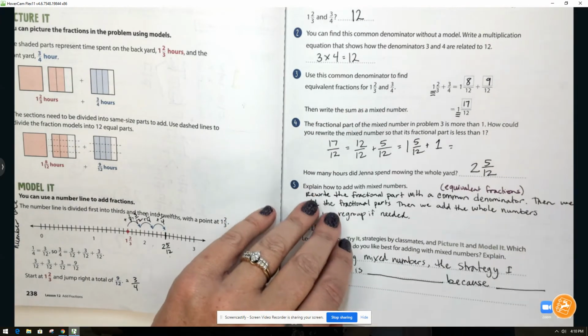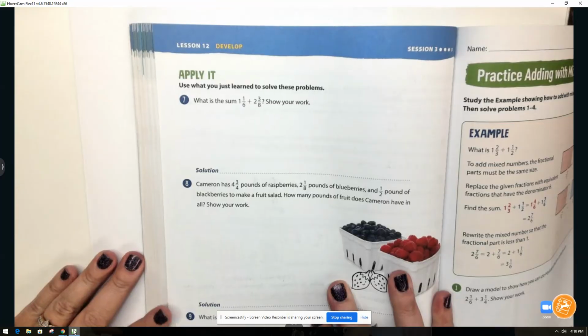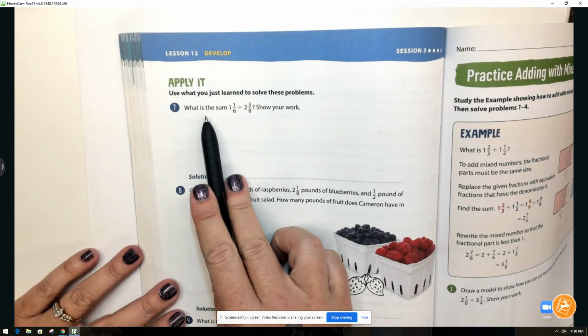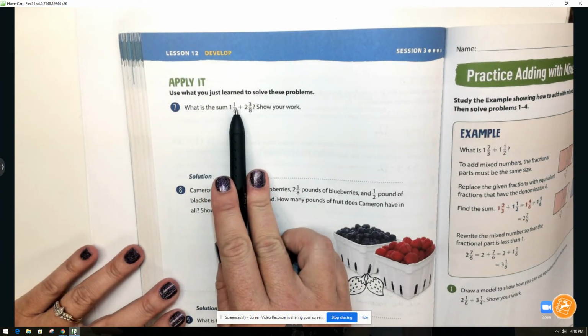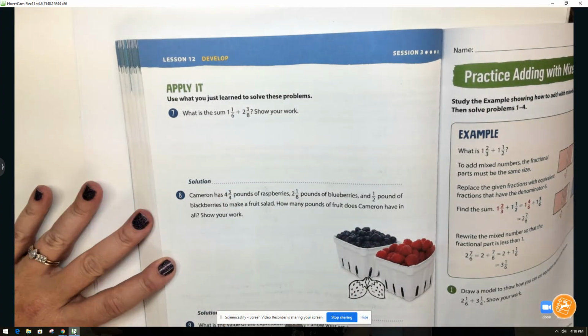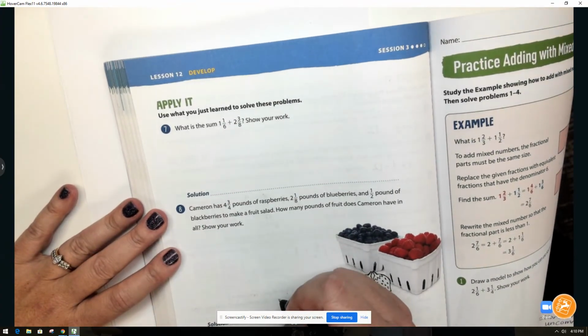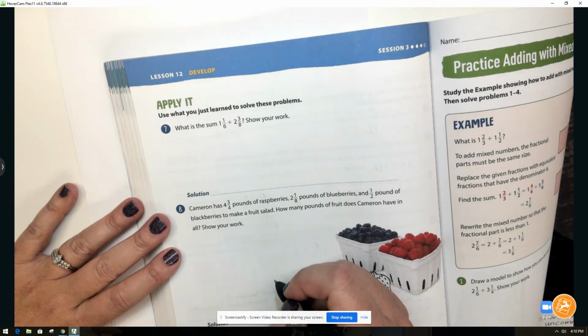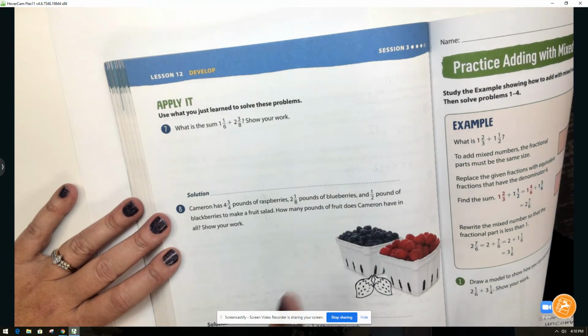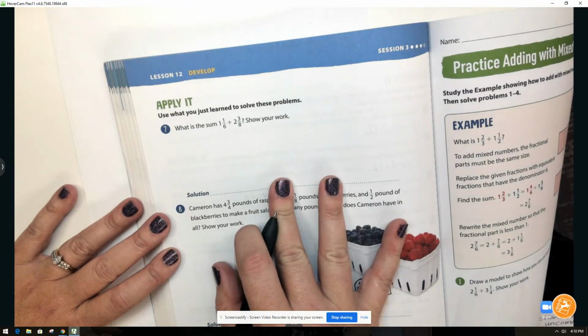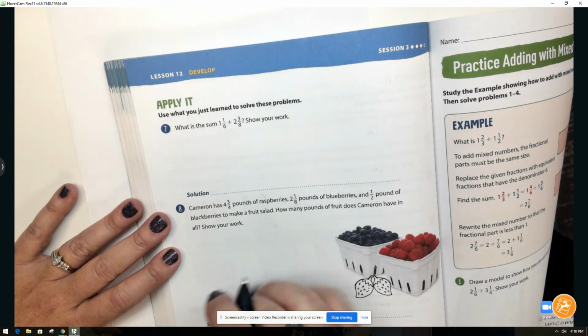All right, we're going to go ahead and go to page 240. On page 240, it says, what is the sum of 1 and 1/6 plus 2 and 3/8? Show your work. So if you think you can do this on your own, go ahead and pause the video. Otherwise, if you would like to watch me do one more before you do the rest on your own, then go ahead and stick with me.